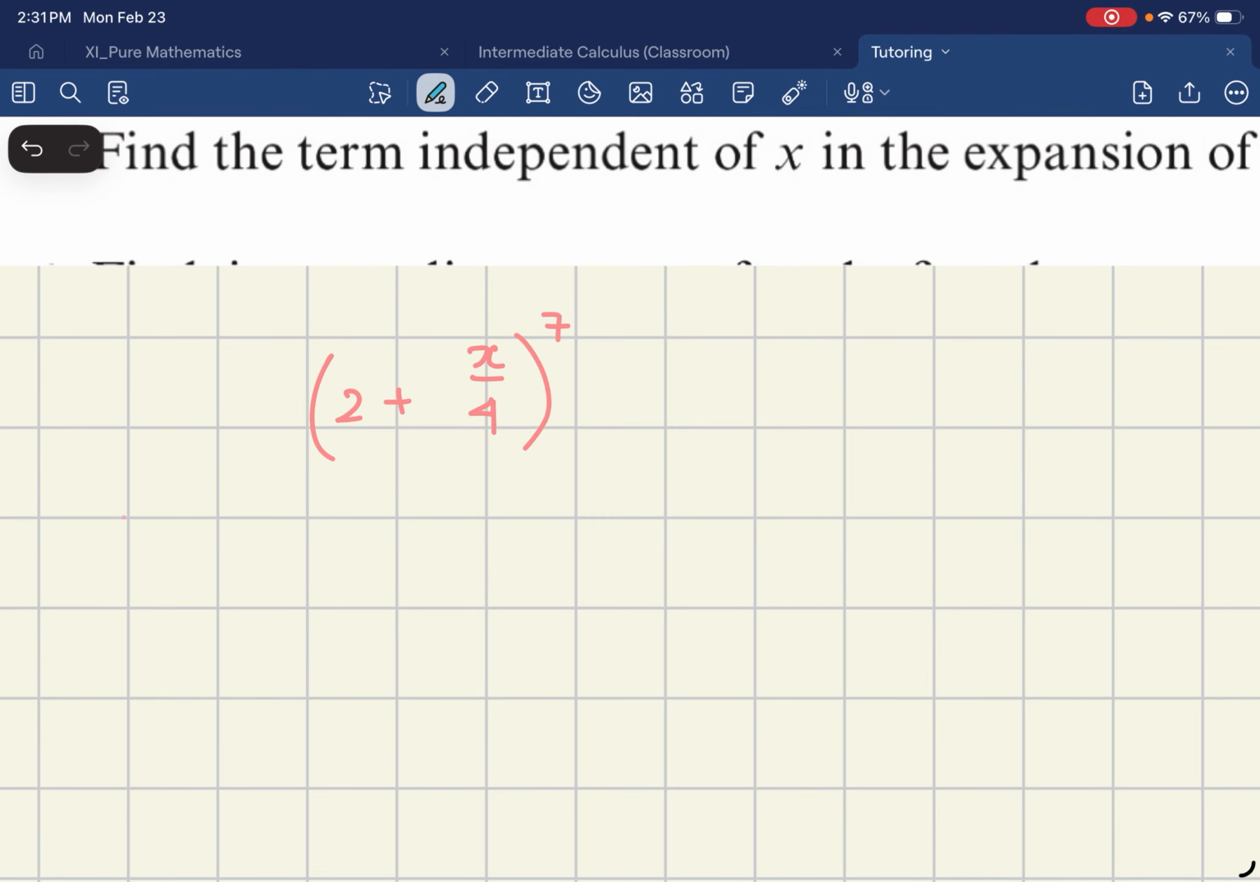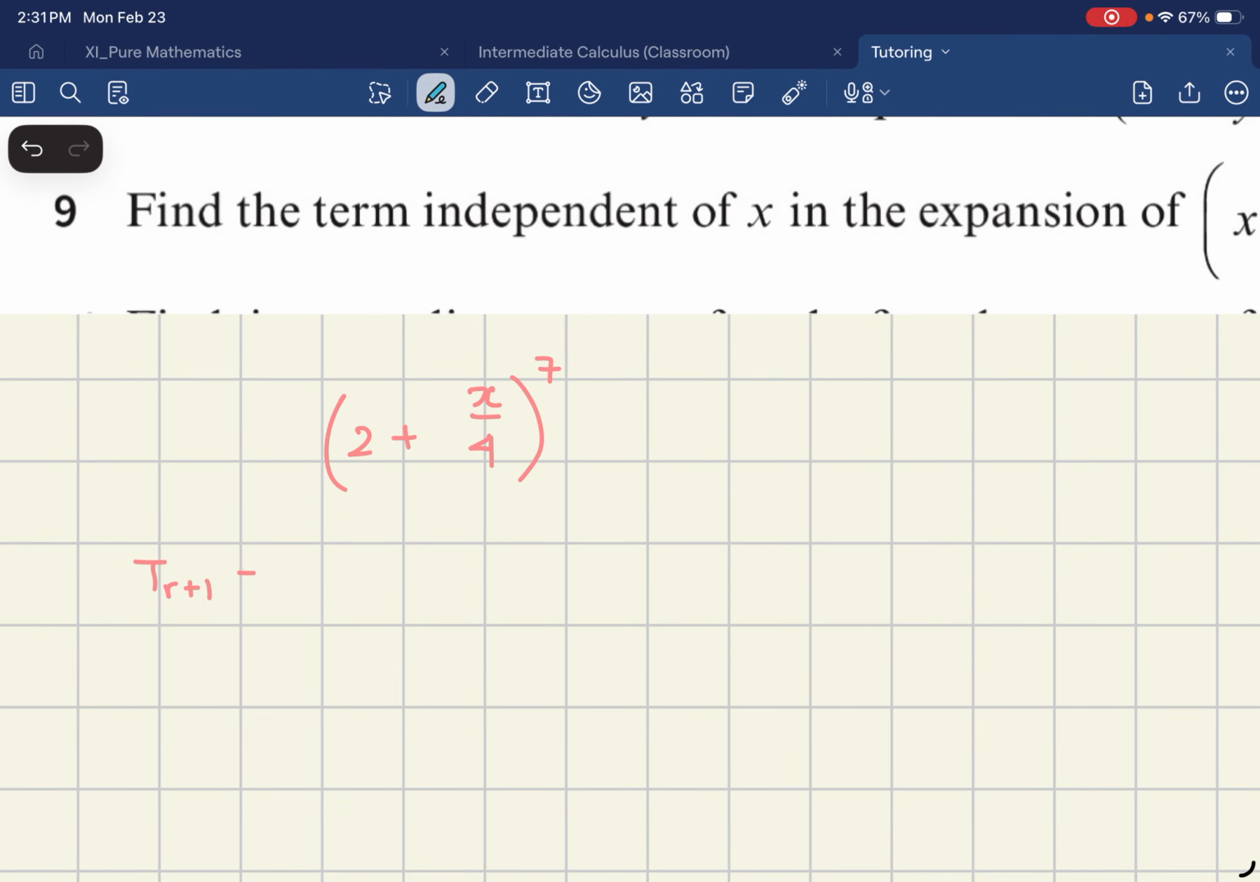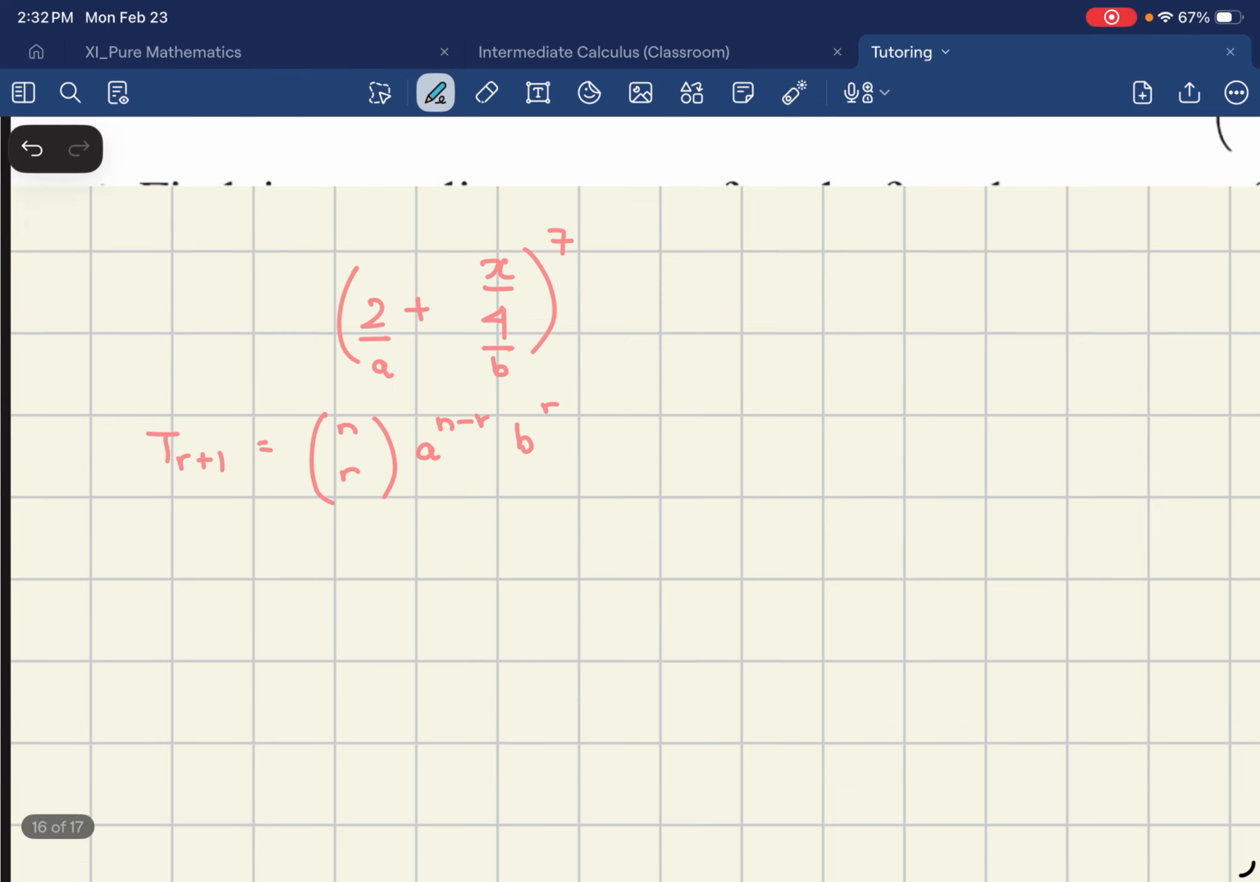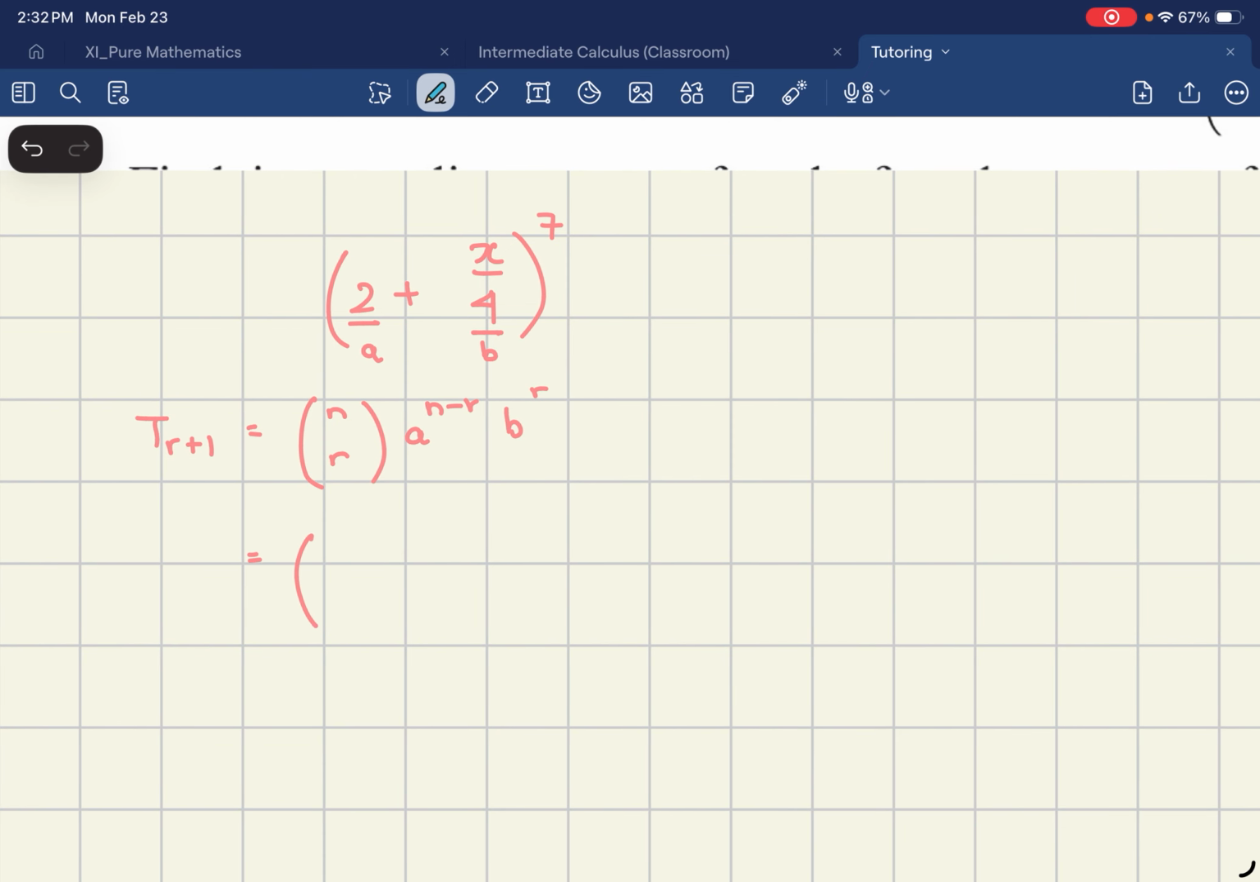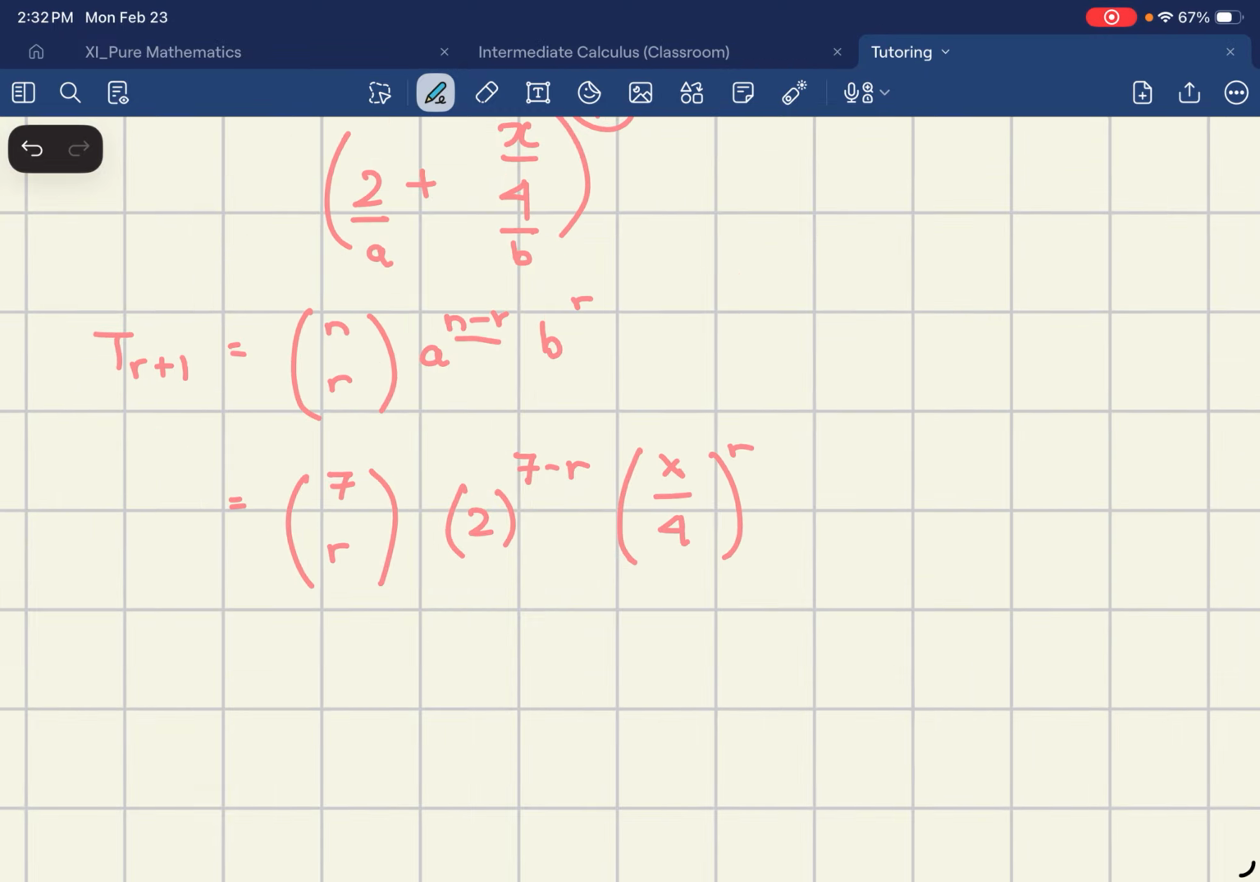So we are going to use the r plus 1 or the k plus 1 term. Is n choose r, a to the power n minus r, b to the power r. And in this case, this is a, this is b. So we know that n is this. So 7 choose r, a is just 2. So I have 2 to the power, what is n minus r? That is going to be 7 minus r. And I have b is x over 4 to the power r.